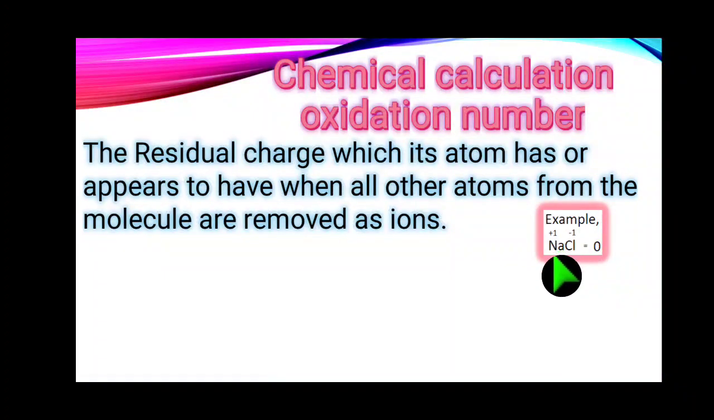So now you can say this: which number is added with the minus 1? It becomes 0. Plus 1. So sodium charge is plus 1. The terms charge, valency, and oxidation number are used and give the same meaning.